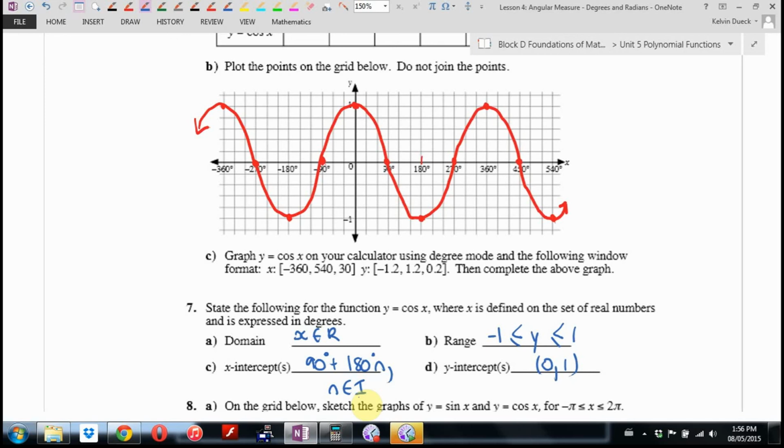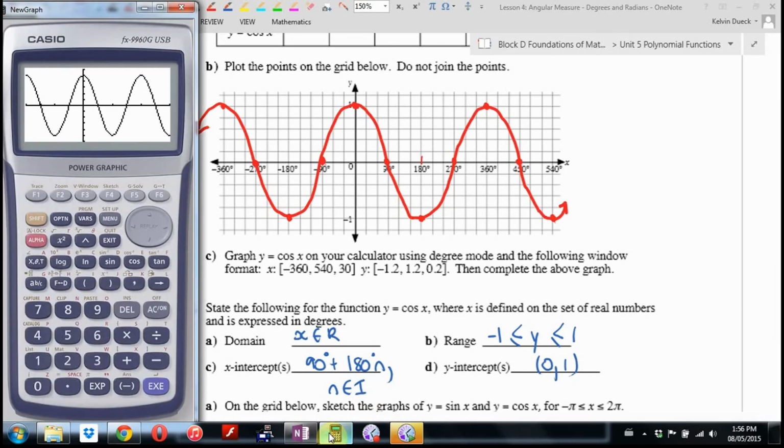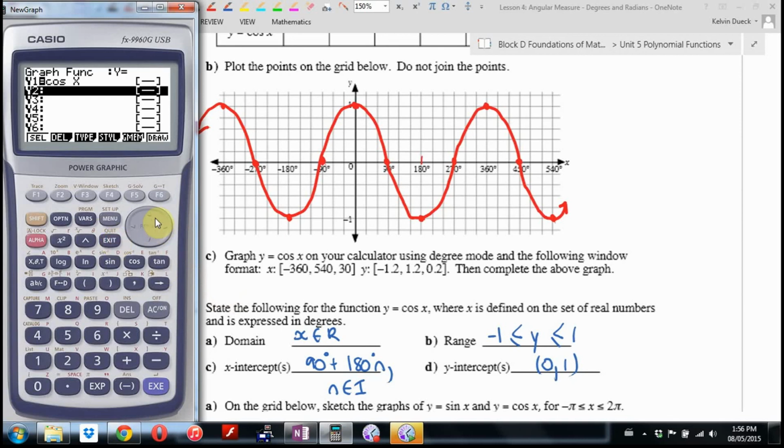Tangent is the ugly cousin. Tangent does not fit in at all. Get our graphing calculators out. Oh, I like it. It's just a yucky graph. If you exit, and instead of cos x, you go tan x and hit enter, you'll see it does not fit any kind of a pattern that we've learned so far.